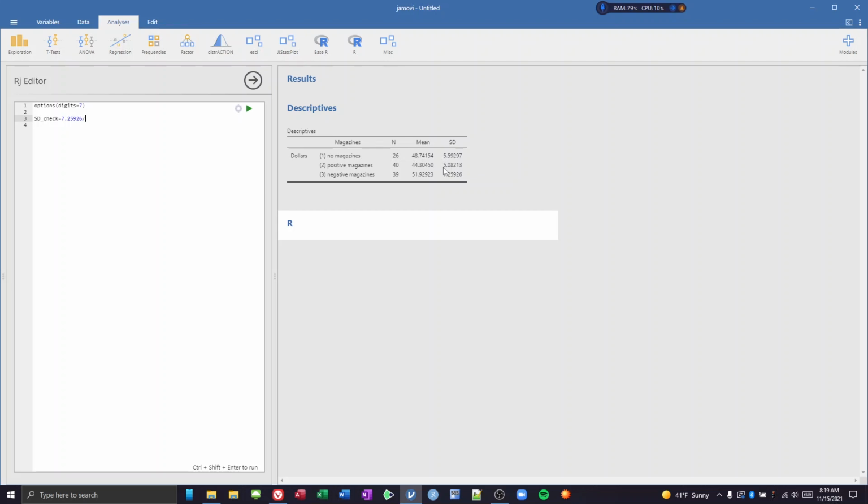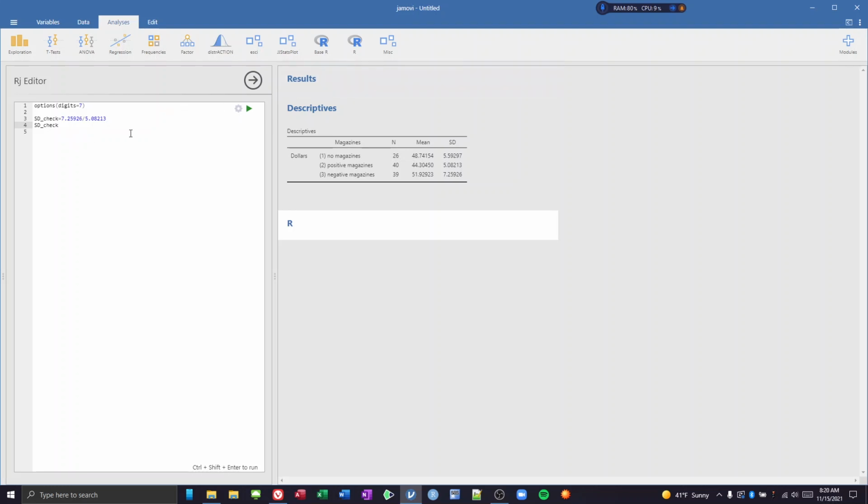And you might say, well, how do you know which one's the biggest, which one's the smallest? You literally look at the number. Which one is the biggest standard deviation? Which one is the smallest standard deviation? All right, so our smallest one is 5.08213. And then right below this, so I can actually see what the value is, I'm just going to type out SD check. Make sure that it's exactly the same with the same capitalization and everything.